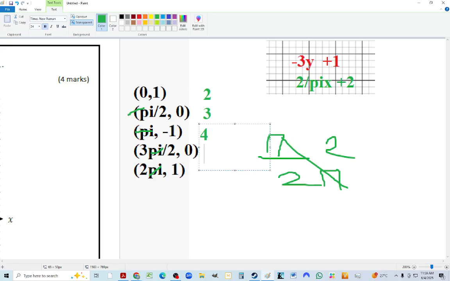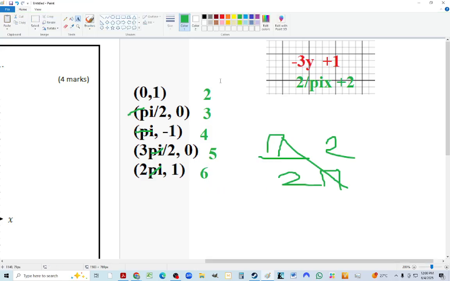That's 4. Then this next one, I divide by pi, gets rid of pi. I multiply by 2, gets rid of the 2 in the bottom. I get 3, and I add 2 to that 3, I get 5. They should each go up by 1. This one, I divide by pi, I multiply by 2, I get 4. I add 2, I get 6. There, that's all the x's.